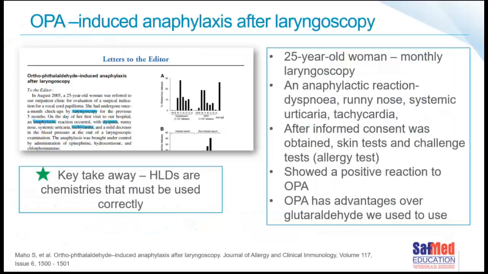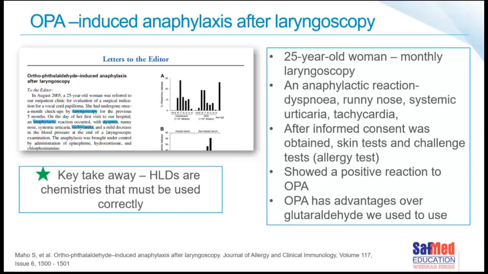But wait, there's more, I'm afraid. Here's another one with an OPA-induced anaphylaxis. So here we have a 25-year-old woman who needed monthly laryngoscopies. The patient had an anaphylactic reaction that included difficulty breathing, a runny nose, urticaria, tachycardia. To try to understand what the patient was reacting to, they asked for informed consent, and they did a whole series of skin tests to look for allergy, and the patient showed a positive reaction to the OPA.